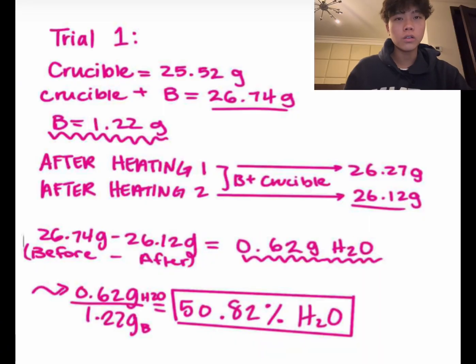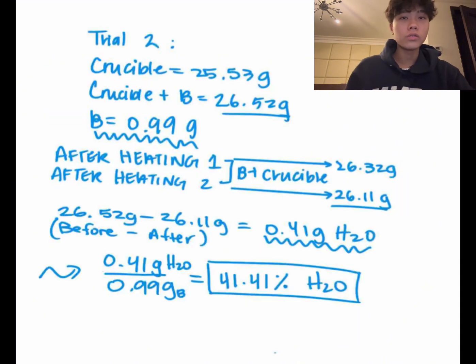So in our first trial, the hydrate weighed 1.22 grams, and then after heating, it lost 0.62 grams of water, which meant that the percent of water inside was 50.82%. In trial 2, the hydrate weighed 0.99 grams, and after heating, it lost 0.41 grams of water, which meant that the percent of water was 41.41%.